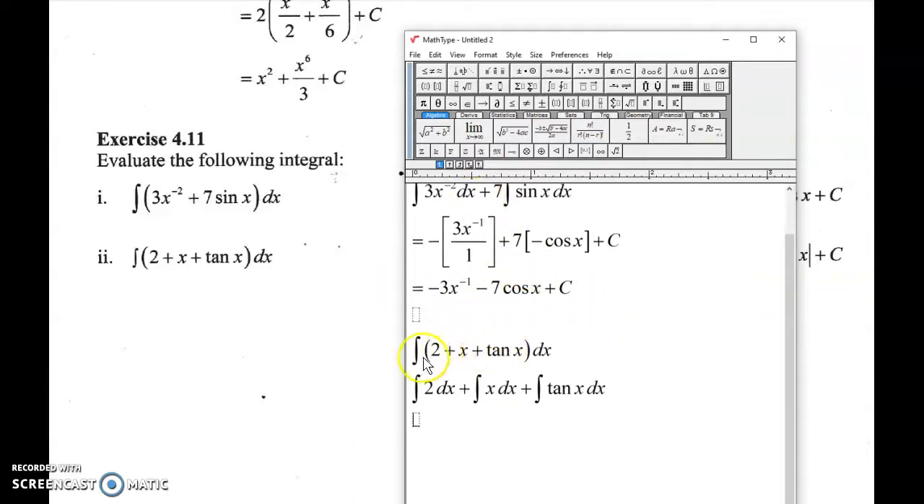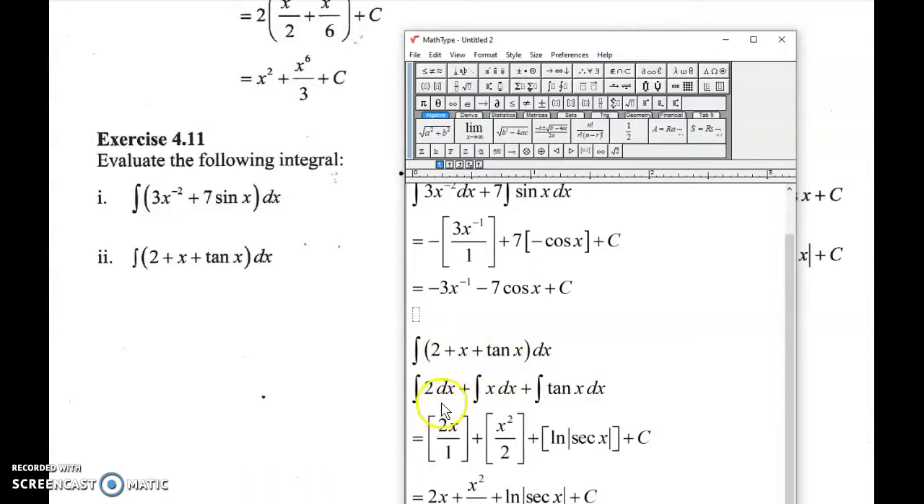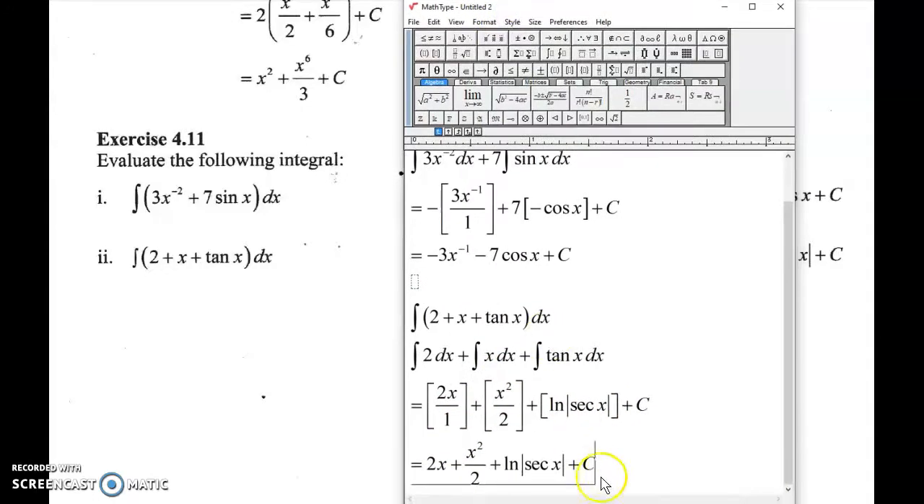For the second one, as you can see, we have the summation of three functions. So we split them up and do the same thing, which is we integrate each. This is just a constant, but when we add 1 to the power, we get 2x over 1, which is the power of this x. And for x, adding 1 we get x squared over 2, the same value as the new power. And for tan x, the integration is equal to ln sec x. And don't forget to put c. And this is the answer for it.